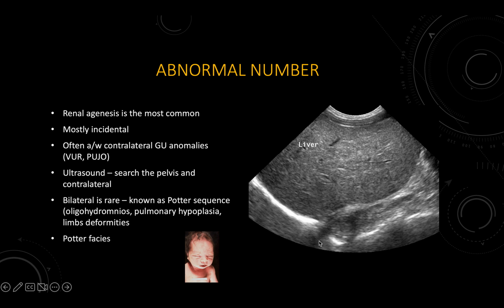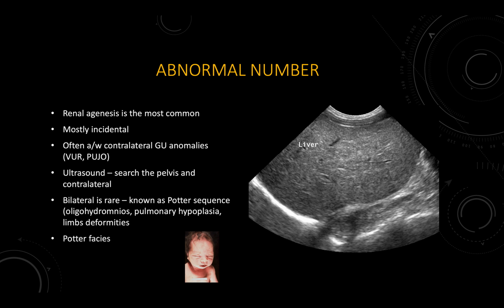Okay, abnormal numbers. Renal agenesis is the most common, and most of the time it will be incidental, but you have to remember that it can be associated with contralateral genitourinary anomalies, especially reflux or PUJ obstruction. Whenever you do an ultrasound and you do not see any kidney at the expected location, like in this case the right kidney is not there, you can only see the adrenal. So have a look at the pelvis, whether we are dealing with a pelvic kidney instead. But if you don't see it, go to the contralateral side and see the contralateral kidney, and whether there is any other kidney that goes inferior to that, which can give rise to a crossed ectopia. But if you don't see that too, then definitely this is a renal agenesis.